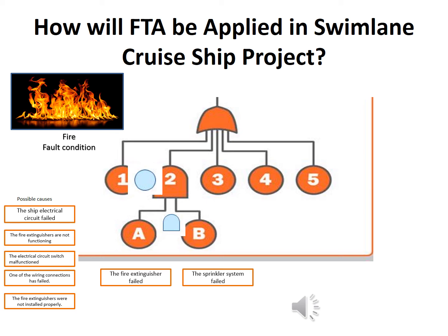For condition number 2, which is the sprinkler failure, to be true, all of the conditions connected at the bottom of the AND gate must be true. In this case, the fire extinguisher must have failed, A. The sprinkler system must have also failed, B. So from this point, we will continue adding to the fault tree until there is no longer any contributing factors.